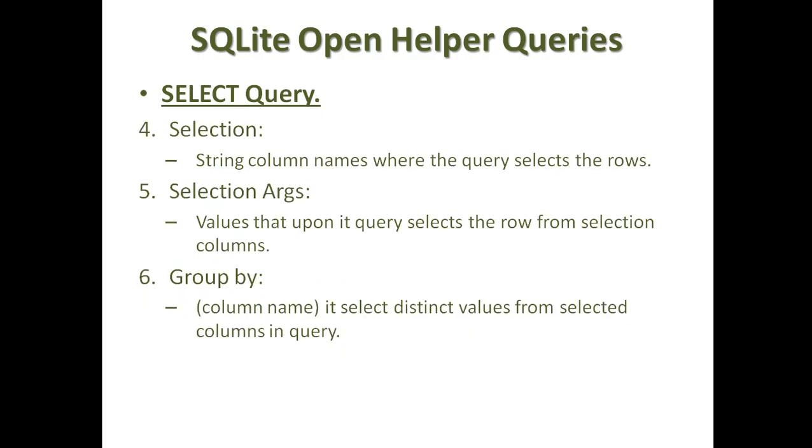Selection. Selection is a string of column names where the query selects the rows. Selection arguments. These are the values upon which the query selects the rows from the selection columns. Group by. Group by is a column name from which distinct values are selected in the query.